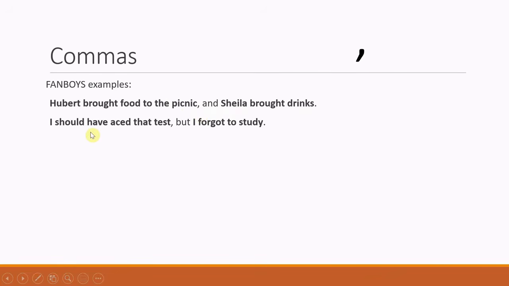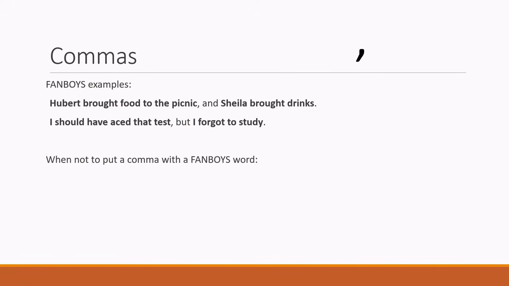Here's another one. I should have aced that test, but I forgot to study. Again, I should have aced that test is an independent clause. I forgot to study is an independent clause. I would normally connect that with a period or a semicolon, but in this case we have a fanboy here. But, which is that B.